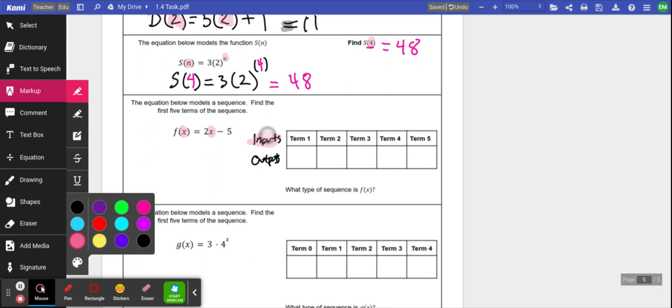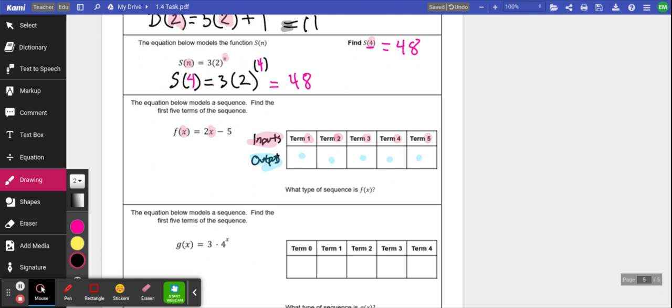So inputs are here. So what are the actual number inputs? Because there's term 1, term 2. We're just using the numbers. So 1, 2, 3, 4, and 5 are going to be my inputs. And then my outputs are going to be whatever I get from there. And that's going to go in these sections here. I'm not going to plug in 1, 2, 3, 4, 5 all at the same time. I have to do it 5 separate times. I'm evaluating one function with 5 different inputs.